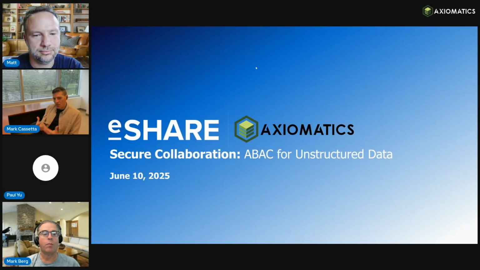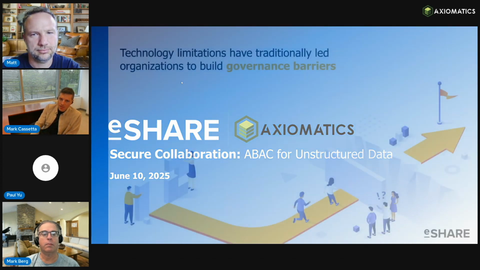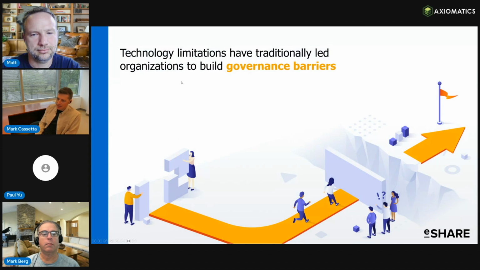We're going to talk about secure collaboration and how we can leverage ABAC for unstructured data. But before we get into the specifics of how we do this and what it looks like in real life, let's talk about why this is so important. And where this stems from is really looking back at the last couple of decades of how we as an industry have tried to address governance in organizations.